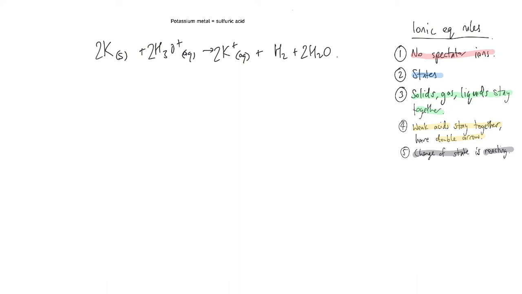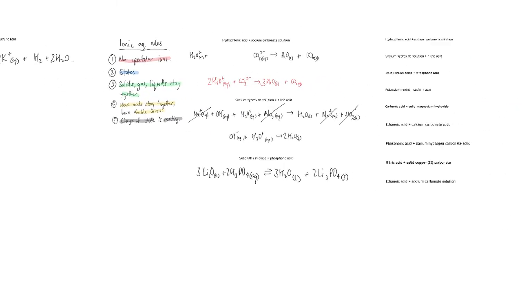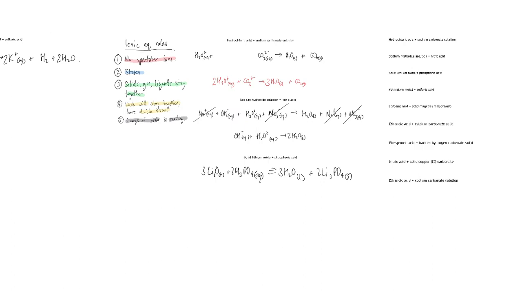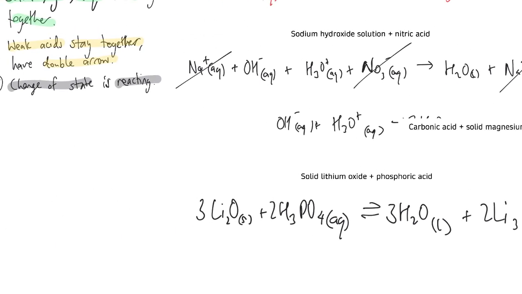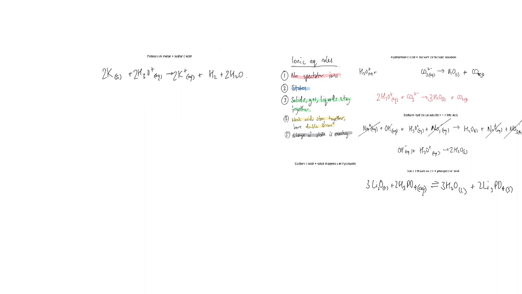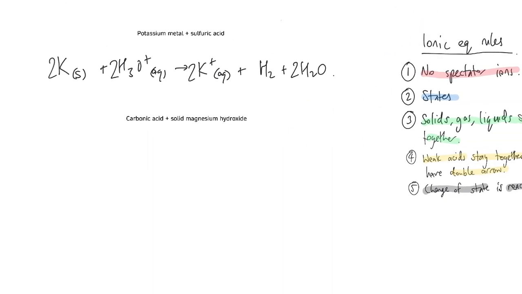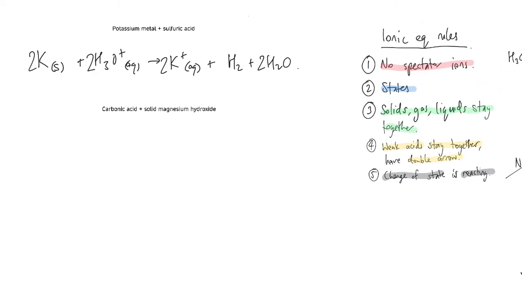Okay, let's have a look at the next one. What's the next one? Carbonic acid and solid magnesium hydroxide. So let me grab that. All right. Let's move across, keep it moving. Okay. All right, so let's go walk through this one. Okay, so carbonic acid and solid magnesium hydroxide.